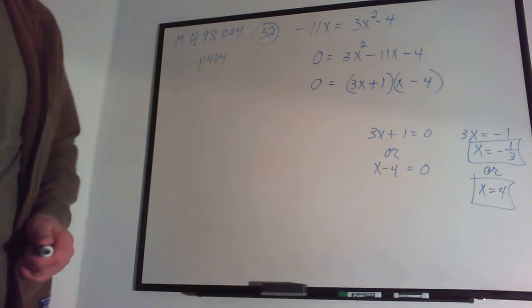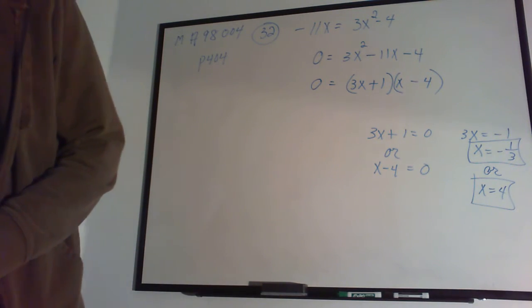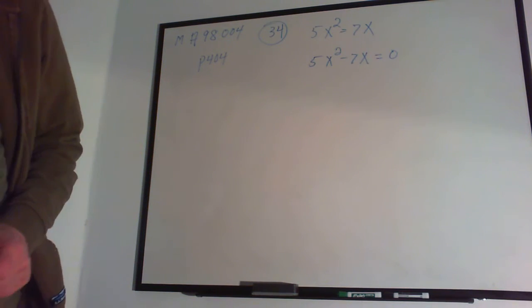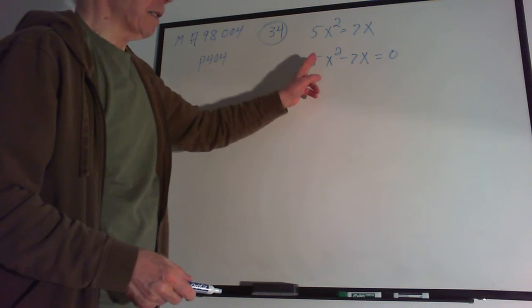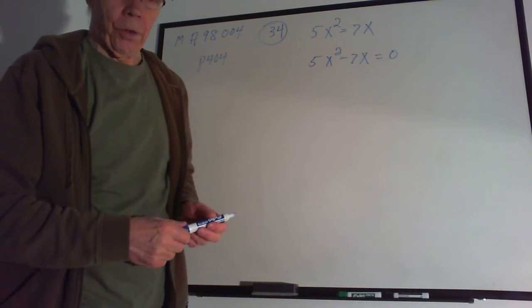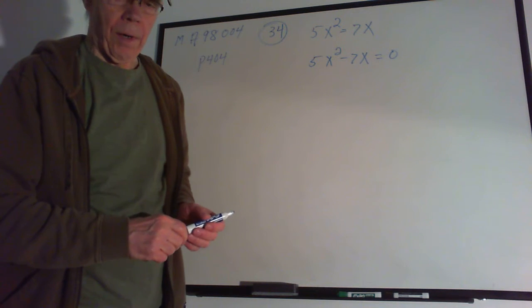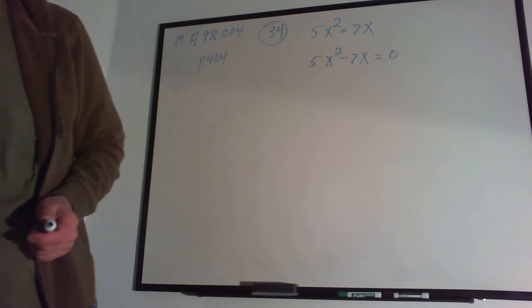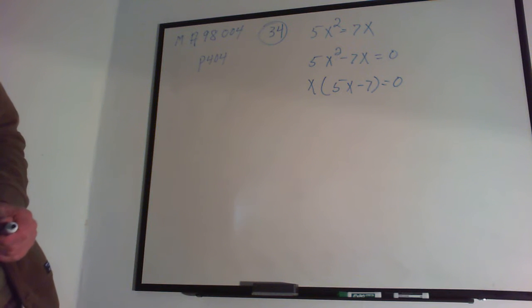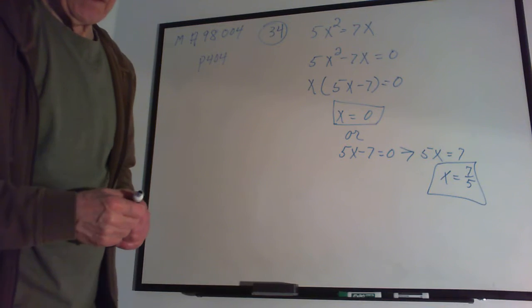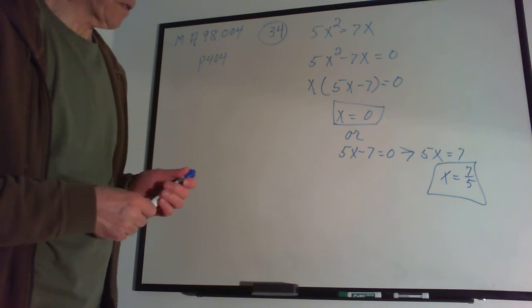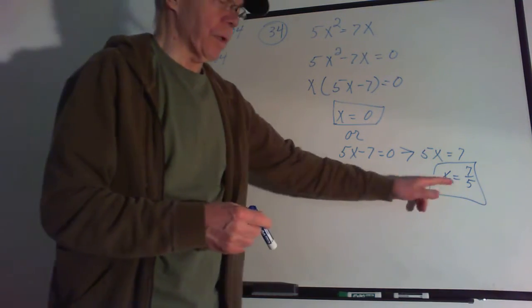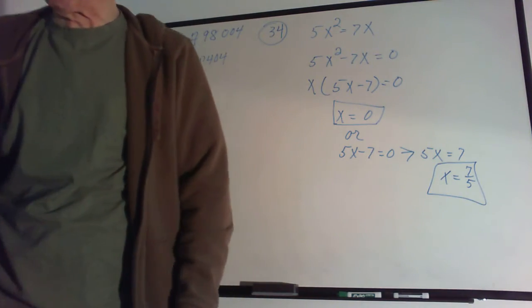So try number 34. First thing I want to do is bring the 7x to this side, and then I want to factor this side. So go ahead and factor it. Pause the video, check your work. So it factors into x times 5x minus 7. Now solve. All right, so x is equal to 0 or 5x minus 7 equals 0. Solve it, x will be equal to 7 over 5.